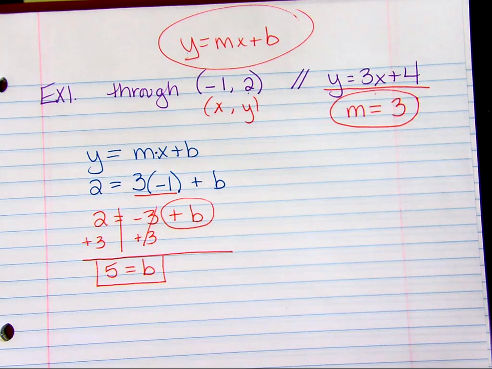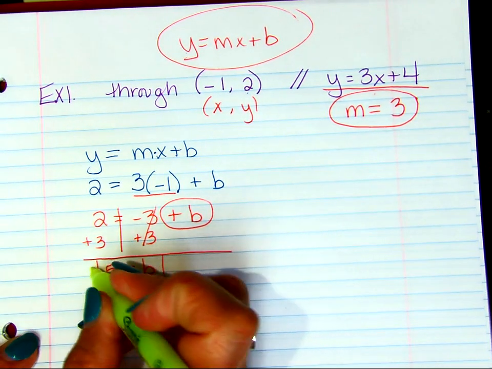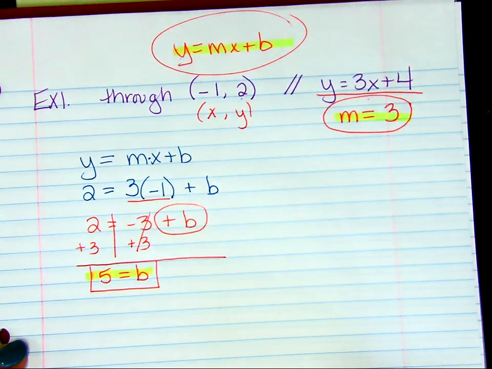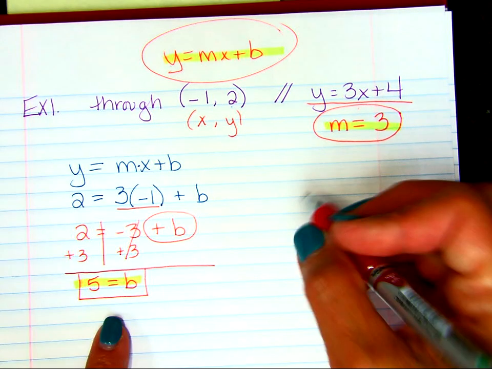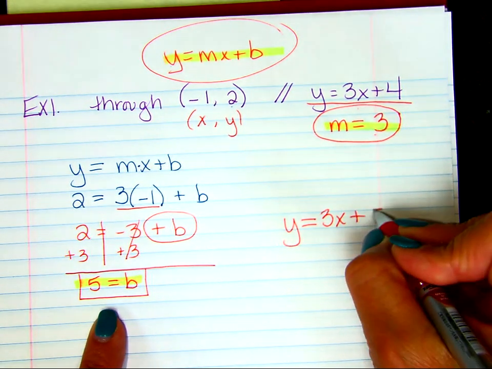Here we go. Solving an equation. 3 times -1 is -3. We're trying to get b by itself. To move the -3 to the other side, I'm going to add 3. They cancel out. 2 plus 3 is 5. Our y-intercept is 5.